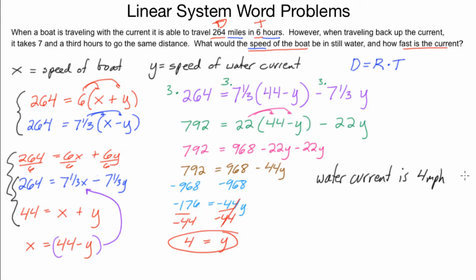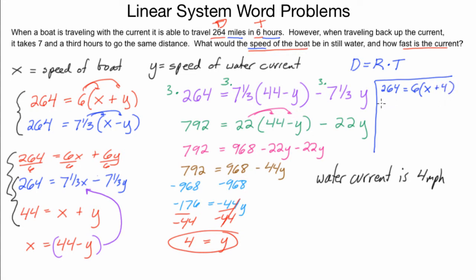I'm still asked to find, well, what is the speed of the boat in still water? Well, let's go back to my equations here. And we've got 264 equals 6 times x plus y. Well, I know what y is now, so let's put that in and solve for x. I'm going to make a little bit of space over here. Kind of running out of room, huh? 264 equals 6 times, I don't know what x is, that's the boat speed, but I do know the current is 4, so x plus 4.